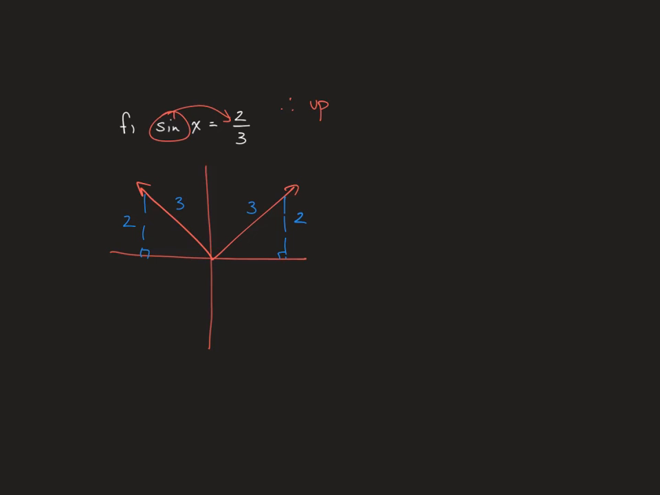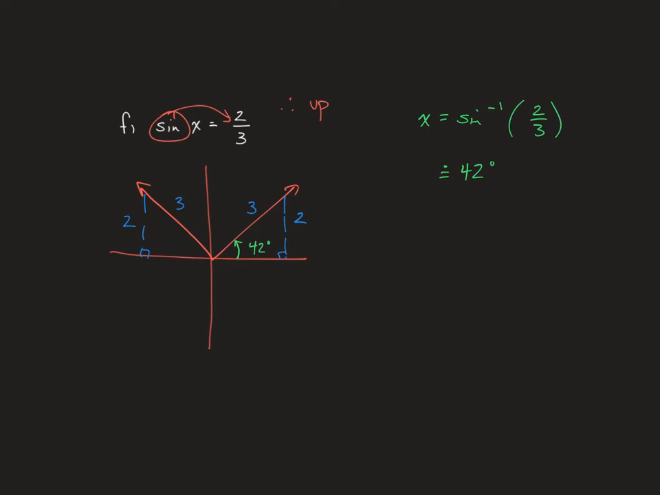So now that I've got that, what I need to calculate is this possible value for x. If I was to go through and calculate that value for x, I know that x is going to be the inverse sine of 2/3. And if we follow our general rounding rule, that'll come out to about 42 degrees. And so I know that this related acute angle must be 42 degrees.